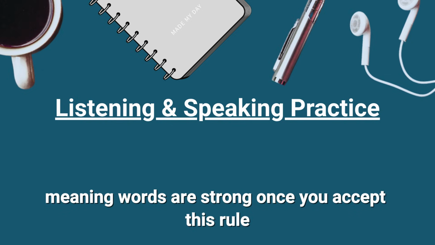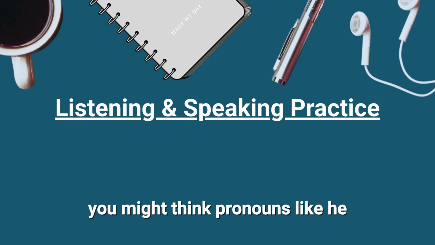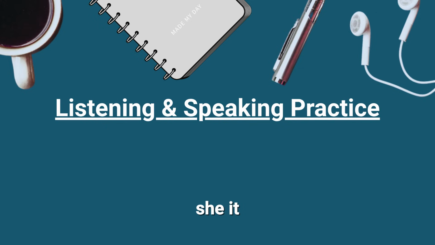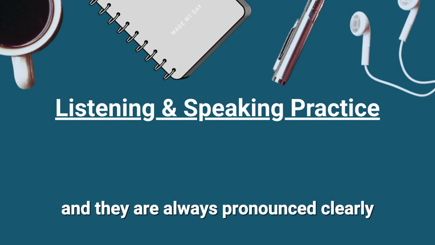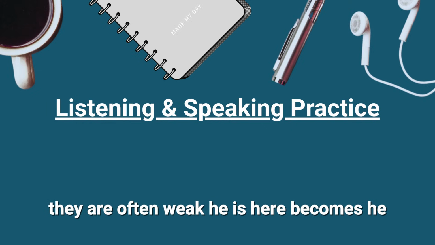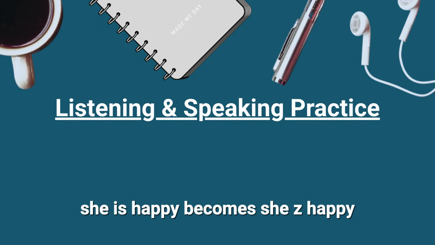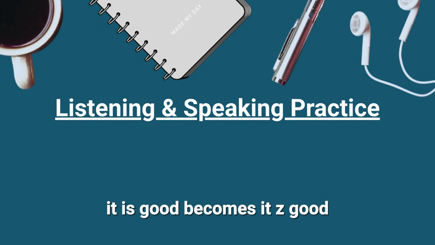Once you accept this rule, listening becomes much easier. Let's move on to pronouns. You might think pronouns like he, she, it, and they are always pronounced clearly. They are not. When they are the subject of a sentence, they are often weak. "He is here" becomes "he, ze here." The "he" is short. "She is happy" becomes "she, ze happy." "It is good" becomes "it, ze good."